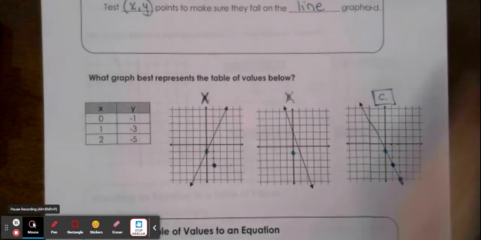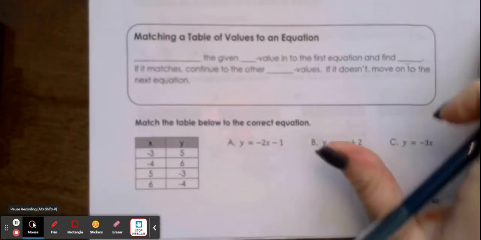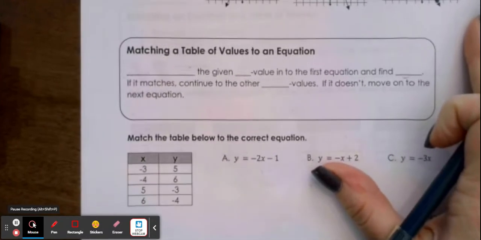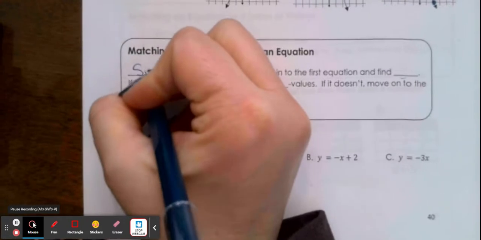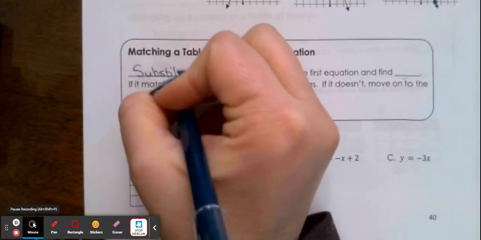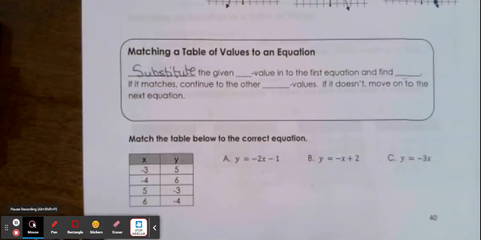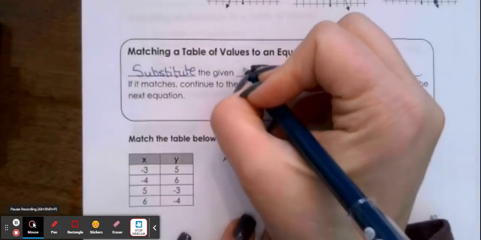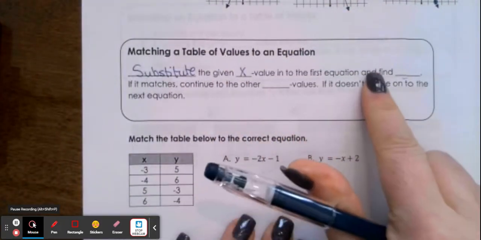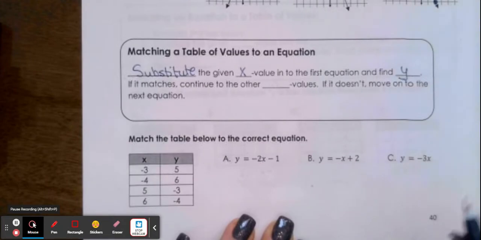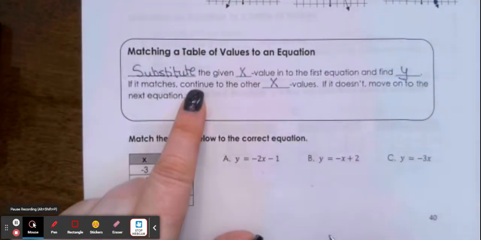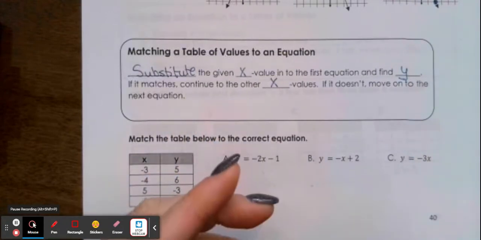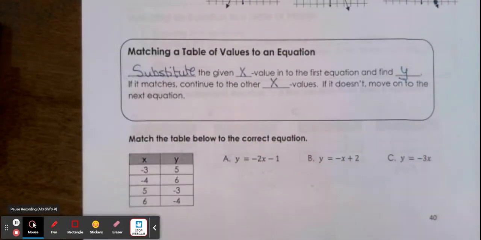Alrighty, now we're going to move on to matching a table of values to an equation. So in this case, I need to substitute. I'm going to be doing some math and I'm going to use some Desmos. Substitute the given x value into the first equation and find y. If it matches, continue to the other x values to see if they work. If it doesn't, that is not the equation and you're going to move on to the next equation.